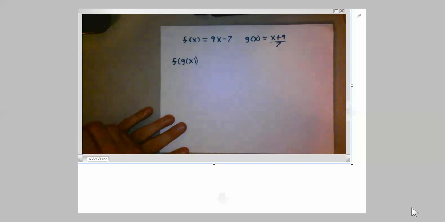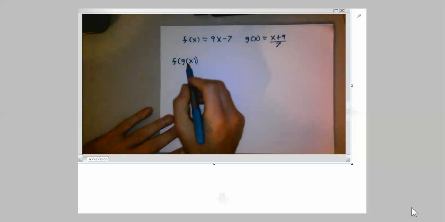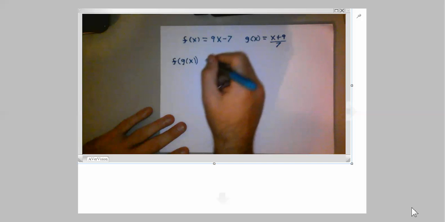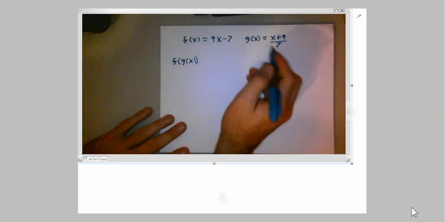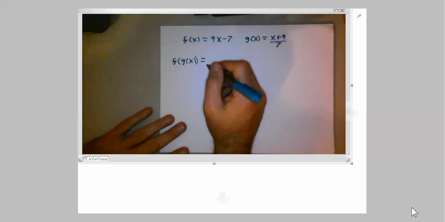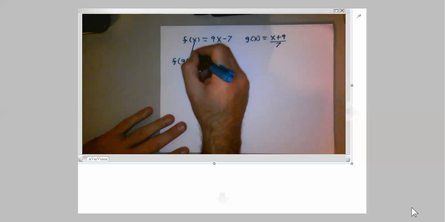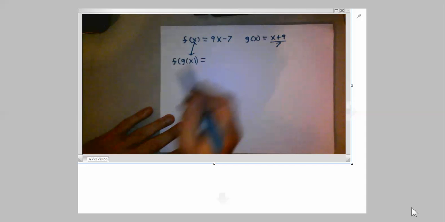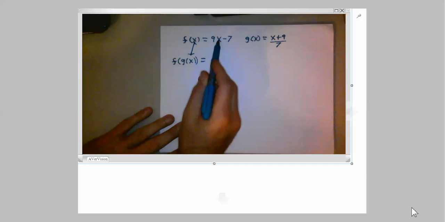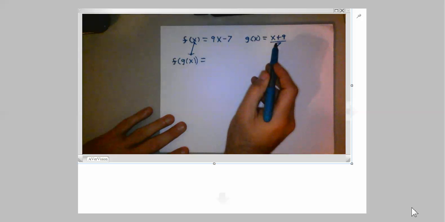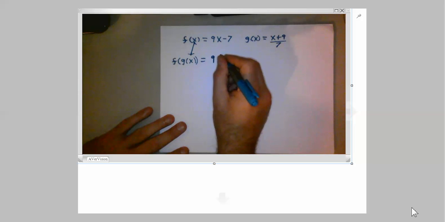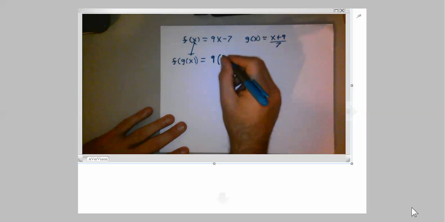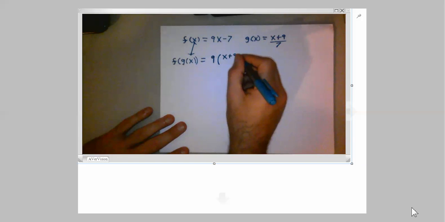So essentially, if we look at f of x, anywhere we see an x we're going to replace it by x plus 9 over 7. Here we have an x and here we have a g of x, so we're going to take out the x from this expression and plug in g of x, which is this. So it's going to be 9 times g of x, which is x plus 9 divided by 7, minus 7.